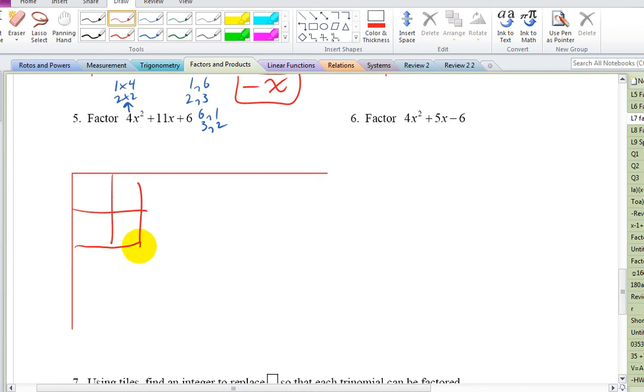2 by 3. 2 times 3 is 6x. 4x. Nope. Okay, so I think the tile arrangements are this way. Okay. 1 by 4 arrangement. So now try your different squares.